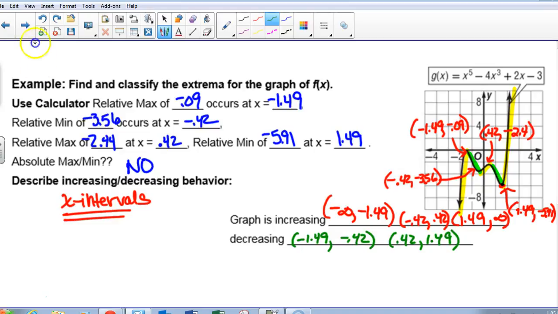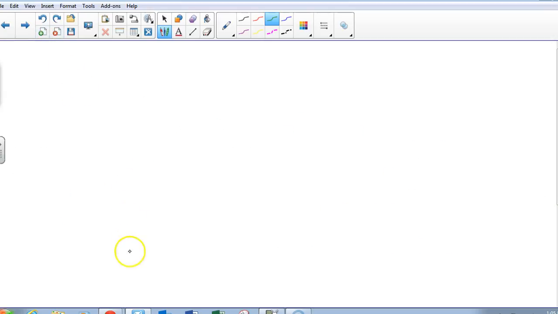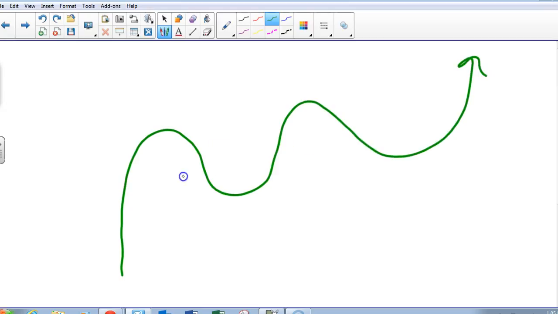Okay. The next thing we're going to discuss is when you have a crazy graph like this, while there are maximums and minimums that are relative, not absolute on this one, there is also a way the graph is bending, okay? The way the graph is bending changes somewhere in here. Do you see what I'm talking about?